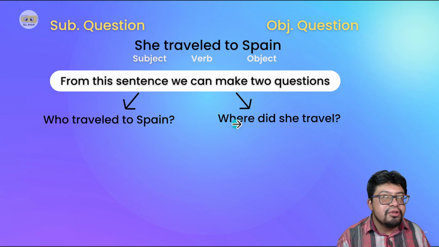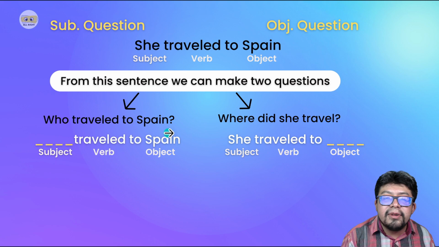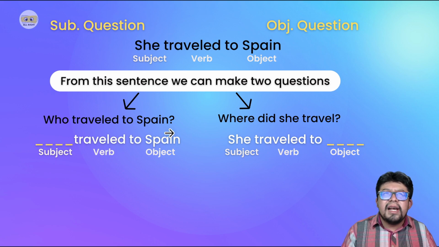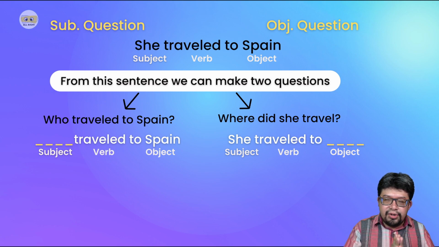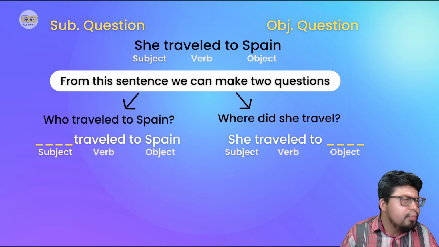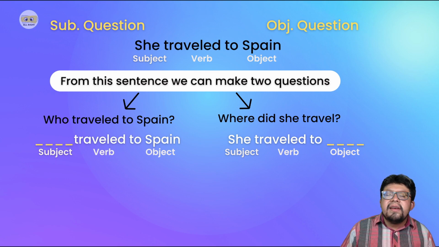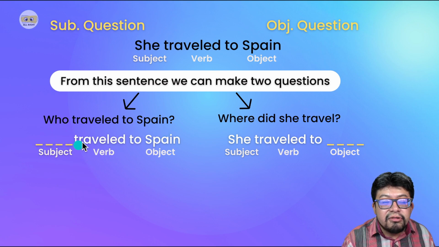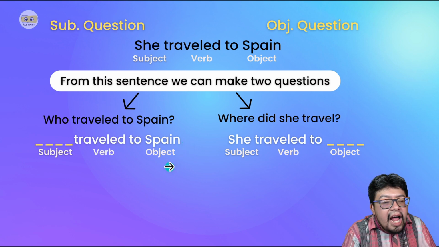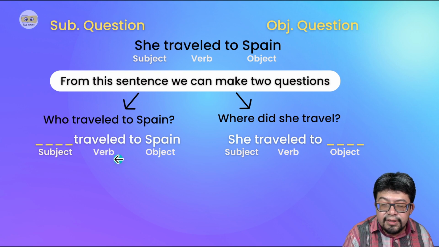Can you guess which one is the subject and which one is the object question? This is the subject question. Who traveled to Spain? Why? Because I don't know the subject. I don't know who's the doer of the action. Esta es la pregunta de sujeto porque precisamente lo que desconozco, lo que quiero que me respondan es el sujeto. Who traveled to Spain? Someone traveled to Spain. No sé quién. Pero alguien viajó a España. Es el sujeto de la acción.